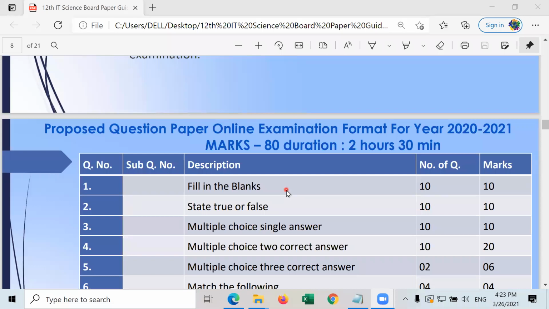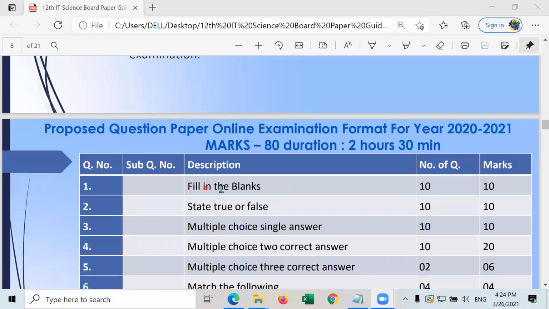If the answer is HTML, and you write HTLM, you will lose marks for that question. You will not get full marks. So you have to be very specific about spellings. Even if you make a very small mistake while writing the answer of that question, you will lose all marks for that question. Okay, this is about the first question.